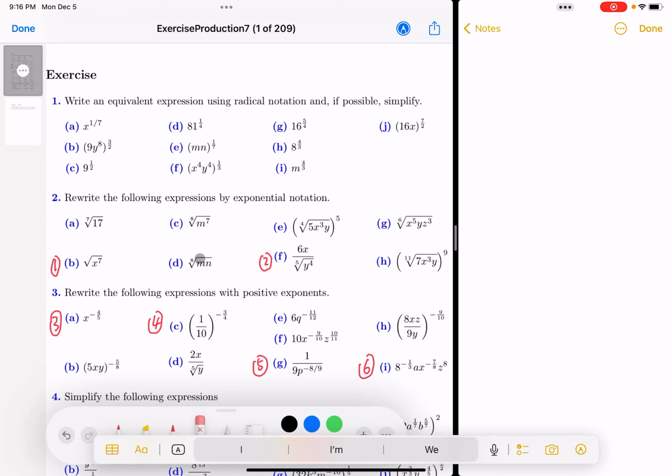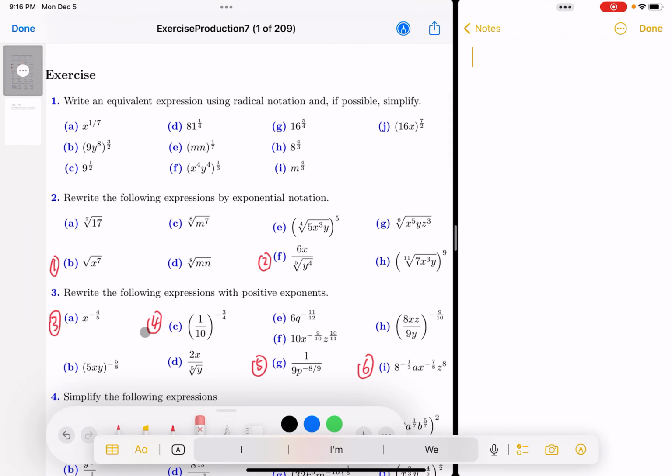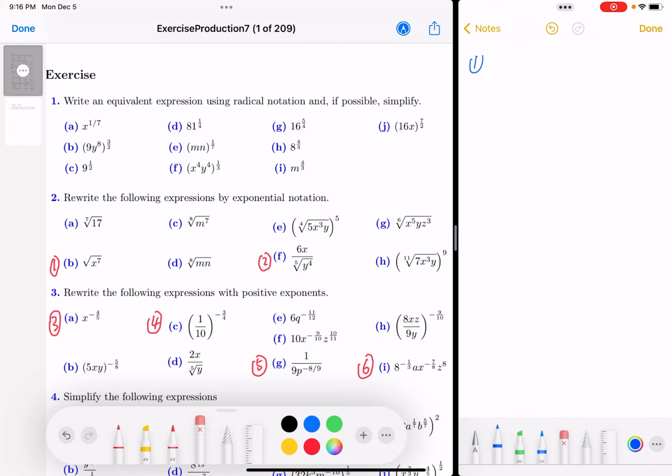In this video clip, we'll work on those 6 questions. The first 2 are about rewriting the following expressions in exponential notation. So here it is in radical form. We want to change this radical form into exponential notation. The first one, let me copy the question here, is radical x to the 7th.